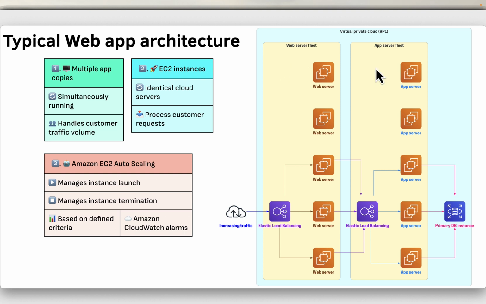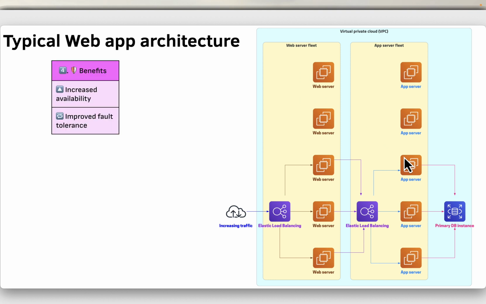So this is a web server fleet, this is an app server fleet, and this will just spin up when the traffic demand increases. So we can see the benefits are increased availability and fault tolerance. Here we are introducing a load balancer between the two layers also. Implementing auto scaling groups in the network architecture enhances the application availability and fault tolerance.